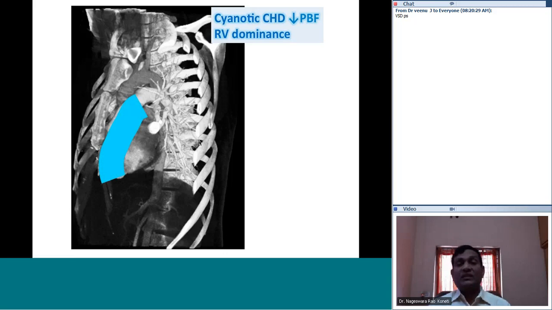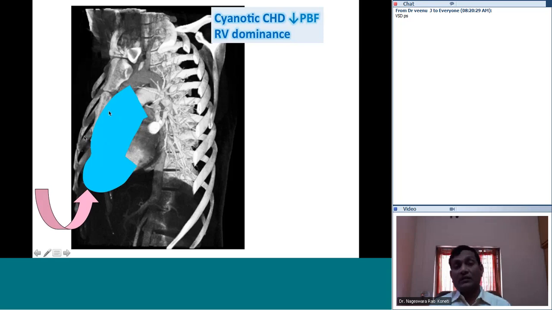Whenever there is dilatation, or significant hypertrophy and dilatation, you will see the right ventricle protruding, and there will be parasternal pulsations and subxiphoid pulsations because of the enlargement below the subxiphoid region. So, these are the two common things you see whenever there is right ventricular dominance, right ventricular hypertrophy.